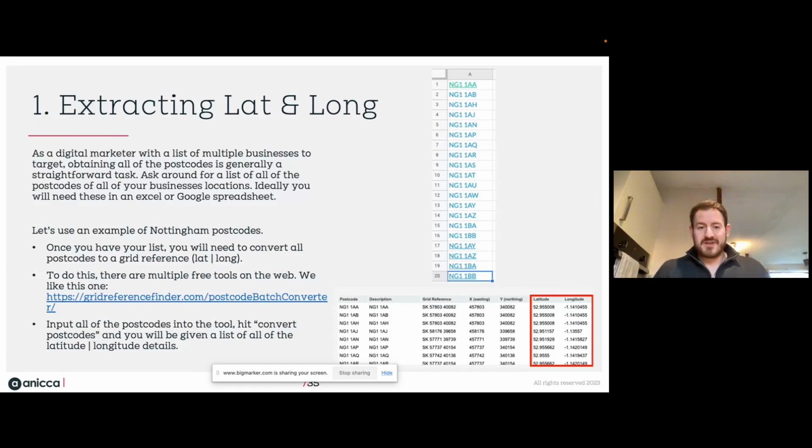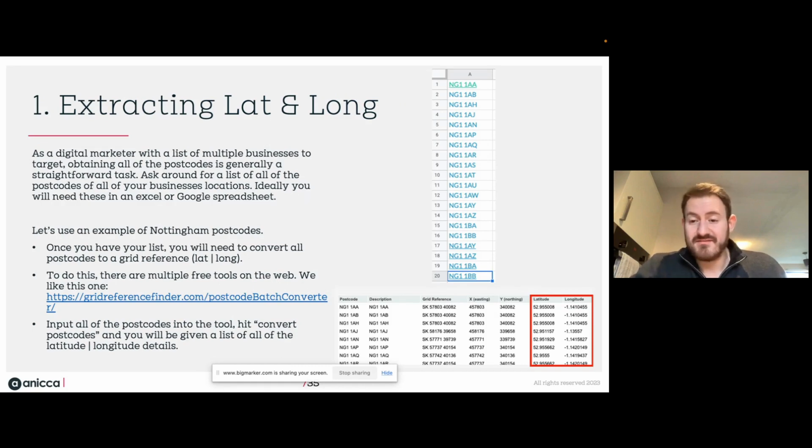So first and foremost, we need to extract the latitude and longitude of each of our locations. As a digital marketer with a list of multiple businesses to target, obtaining all of the postcodes is generally a pretty straightforward task. I'd be very surprised if you work for a company that has, let's say, 400 different locations up and down the UK, and there isn't a list of all the postcodes of all of those locations kicking about somewhere. Some advice would be to ask around for a list of all of those postcodes. And, you know, ideally, you'll want that in an Excel or a Google spreadsheet.